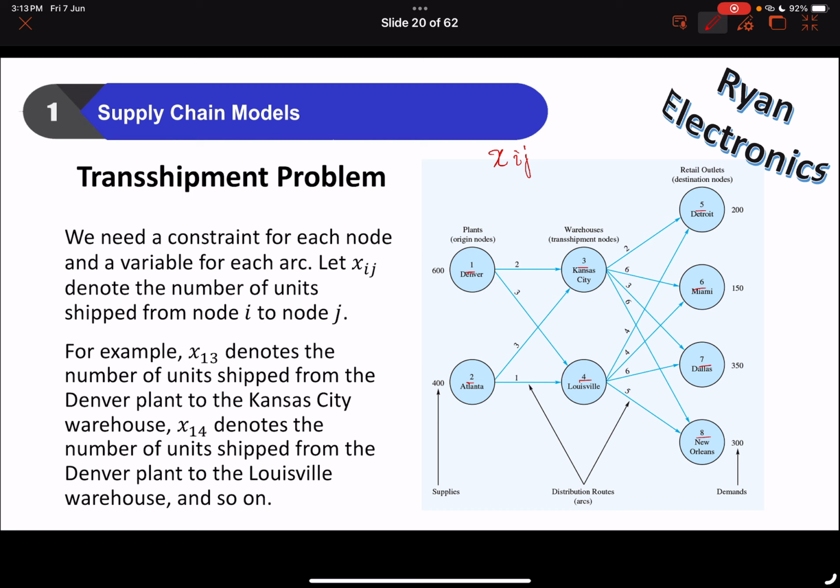So now your Xij could be, let's say, X13 denoting plants to warehouse, Denver to Kansas City, or it could be X42, denoting the route between the warehouse in Louisville to the retail outlet in Miami. So take note of the numbering of your nodes. It is now numbered in numerical order depending on the number of nodes. So if you have 10 nodes, then you will have node 1 to node 10.